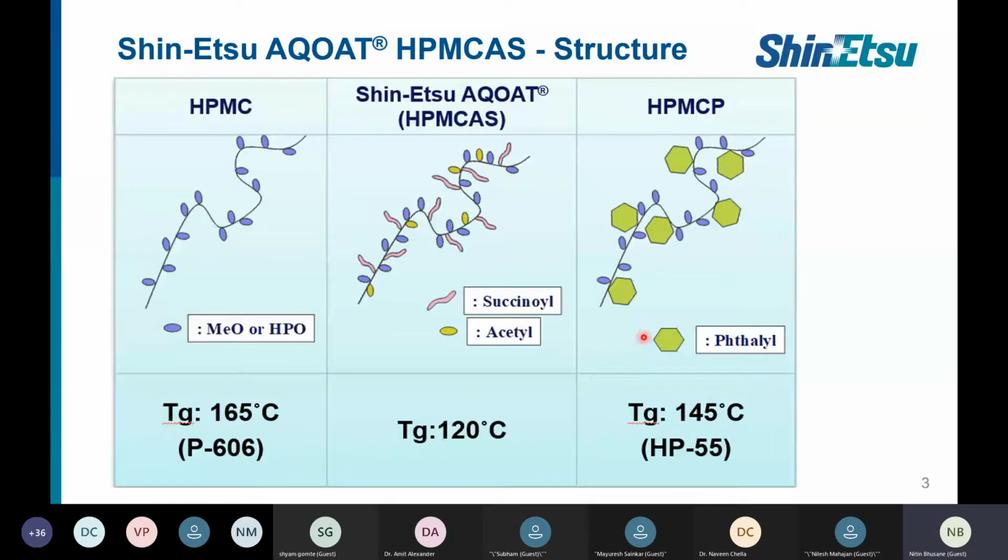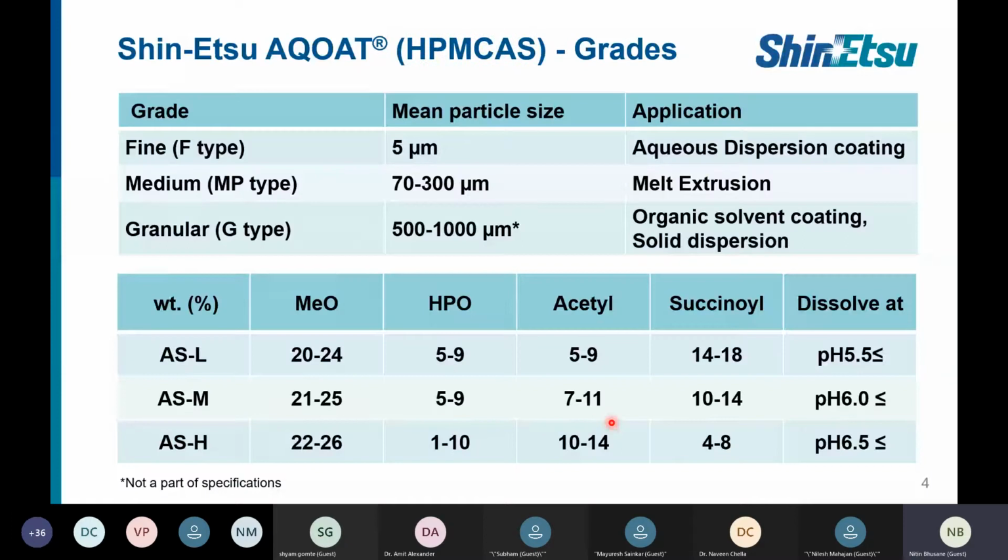HPMC has a glass transition temperature of around 165 degrees Celsius, and HPMC acetate succinate has 120 degrees Celsius, whereas HPMC phthalate has a glass transition of about 145 degrees Celsius. In this slide, I'll be talking only about the glass transition temperature. In a subsequent slide, I'll also talk about the other factors which need to be considered.